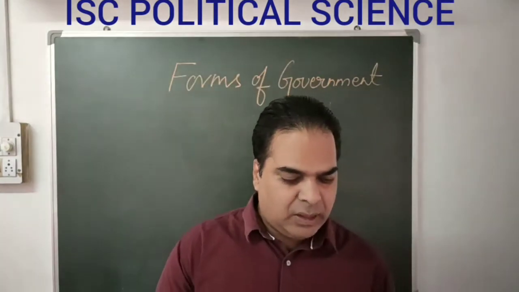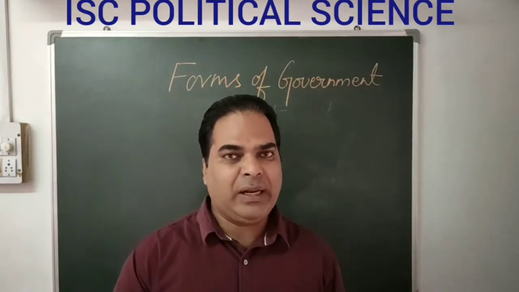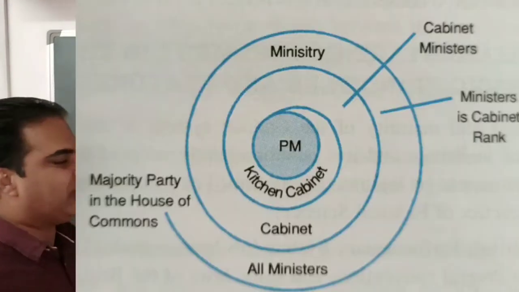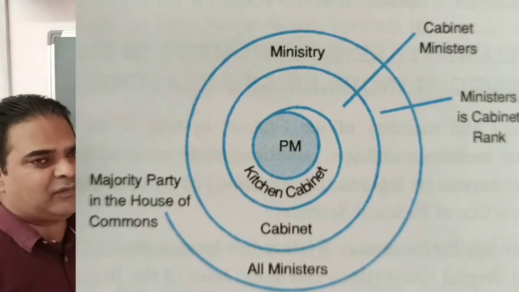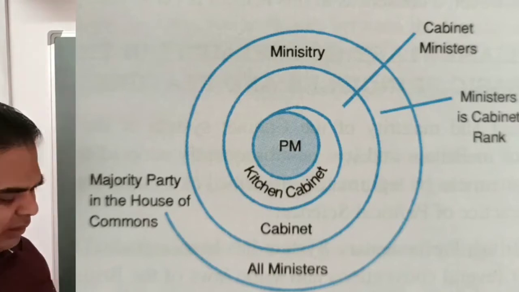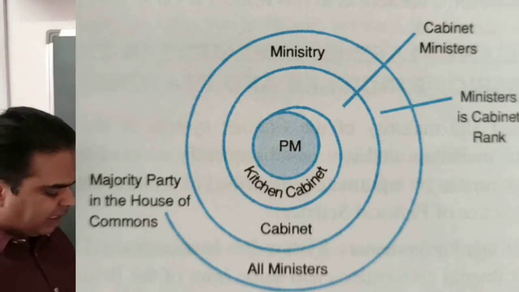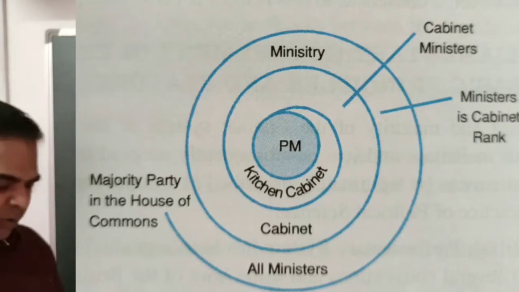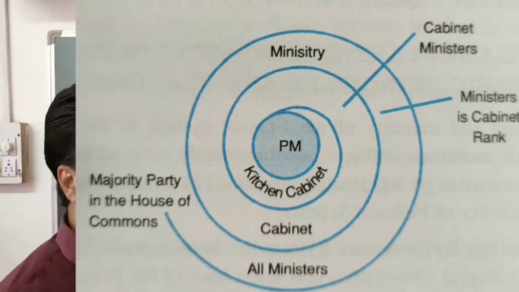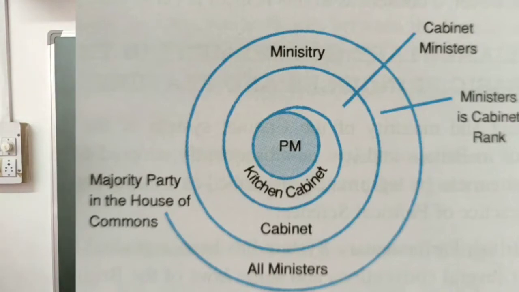Now next one, organizational wheel within the wheel. So wheel within the wheel again is there in the parliamentary form of government in Britain. Prime minister is there, kitchen cabinet is there. Then again cabinet is there, all ministers outside, then the council of ministers as a whole.